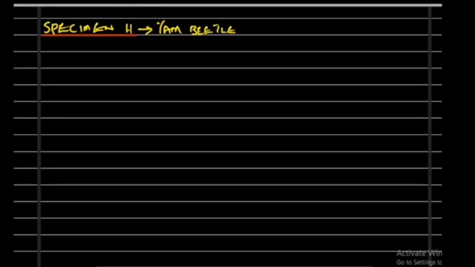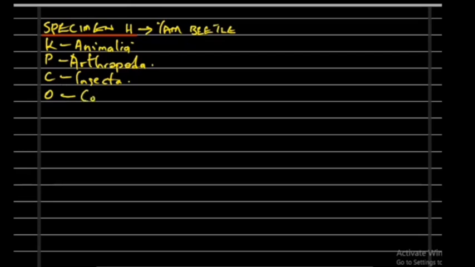So what do we have to say about specimen H? Quickly, let's start by classifying the organism. It belongs to the kingdom Animalia. The phylum is Arthropoda. The class is Insecta. The order is Coleoptera. The family is Scarabaeidae.